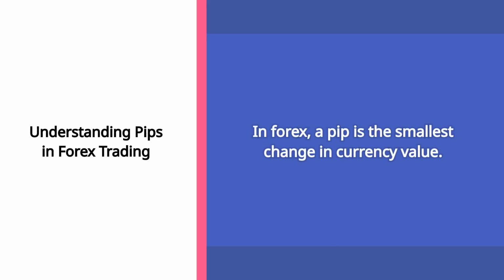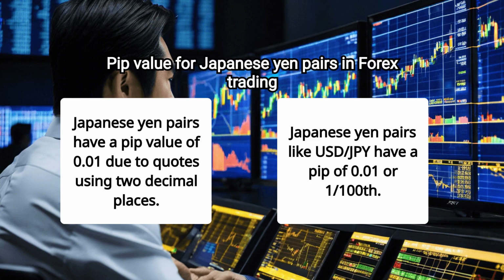A pip is the smallest change in a currency's value in Forex. For many pairs, a pip is 0.0001 or 1/10,000th of the quoted currency. For example, if the EUR-USD moves from 1.1050 to 1.1051, that's a 1 pip move. But for Japanese yen pairs like USD-JPY, a pip is 0.01 or 1/100th. This is because yen quotes use 2 decimal places.